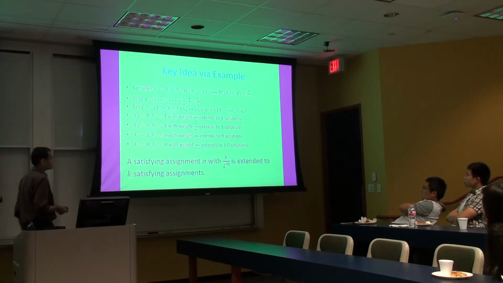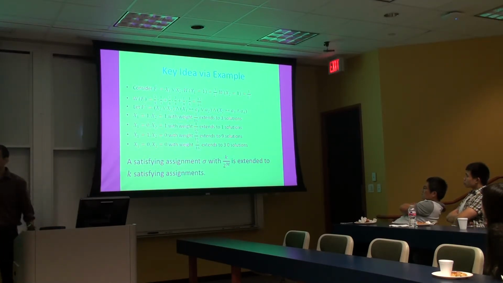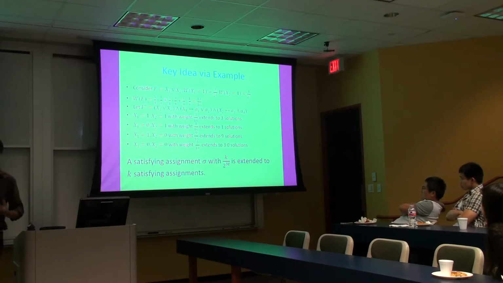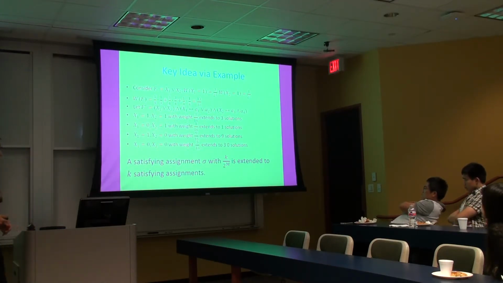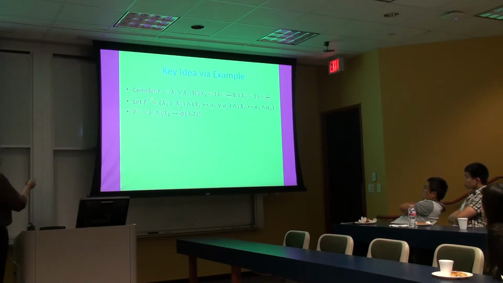What we do here is a satisfying assignment sigma with the weight k over 2 raised to m has to be extended to k satisfying assignments. How do we do that? We introduce these formulas x1, a1 or a2 and x2, a3 and a4.